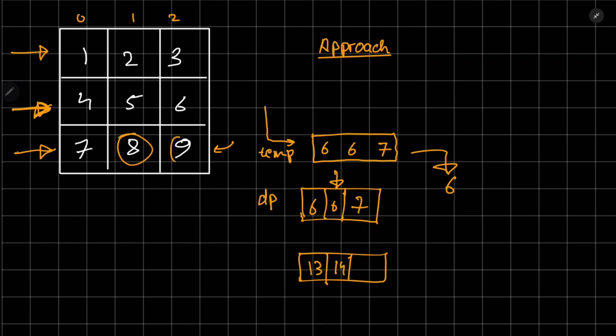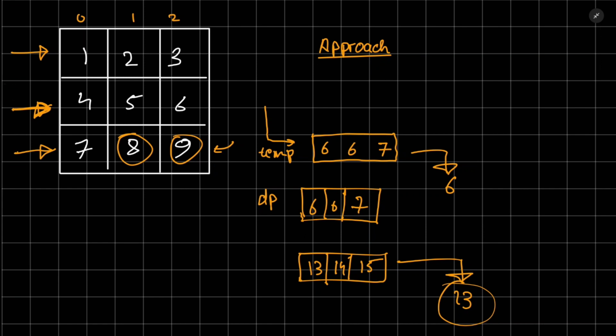And now finally for this 9 we cannot choose this 7, we can choose this 6 and this 6. Minimum will be 6 from both of these, so 6 plus 9 will give us 15. And finally when we take the minimum element from these elements, we will get 13. That was our final answer. Okay, so that's how we would reach the answer.